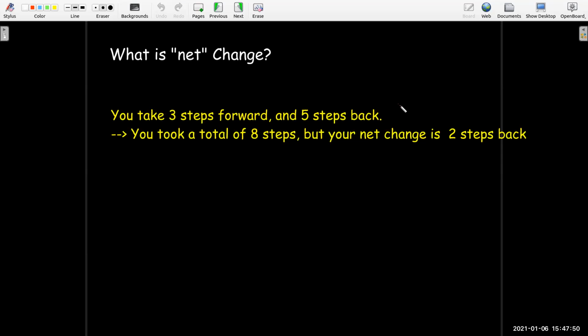So for example, if you take 3 steps forward and then took 5 steps back, well, you did take a total of 8 steps, but your net change is 2 steps backwards. You are 2 steps backwards from your initial position when you finish taking your steps.